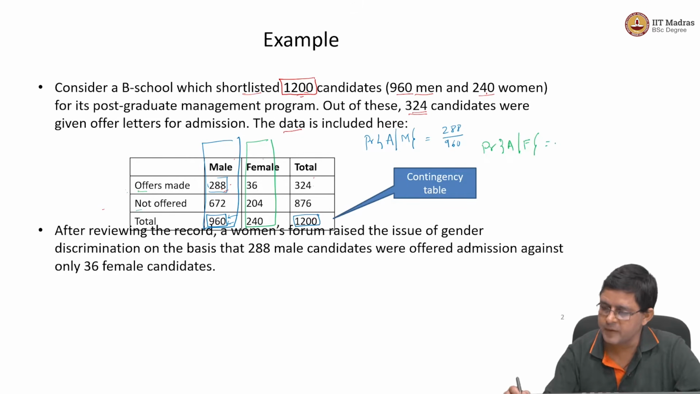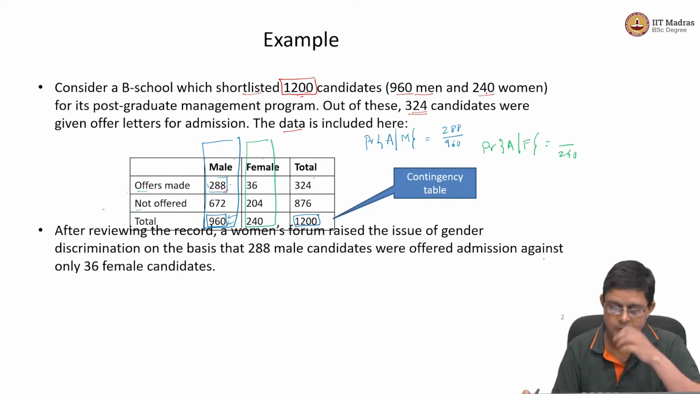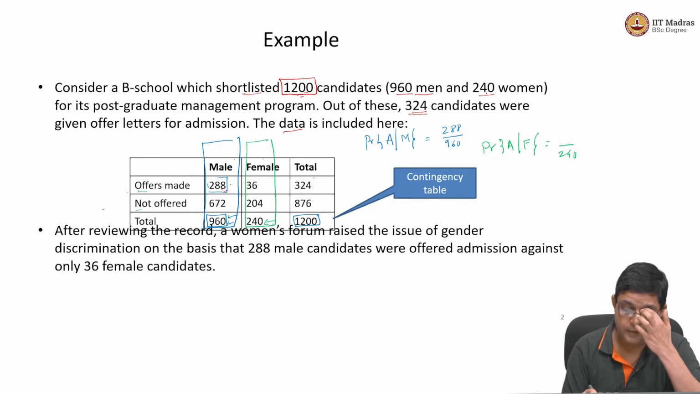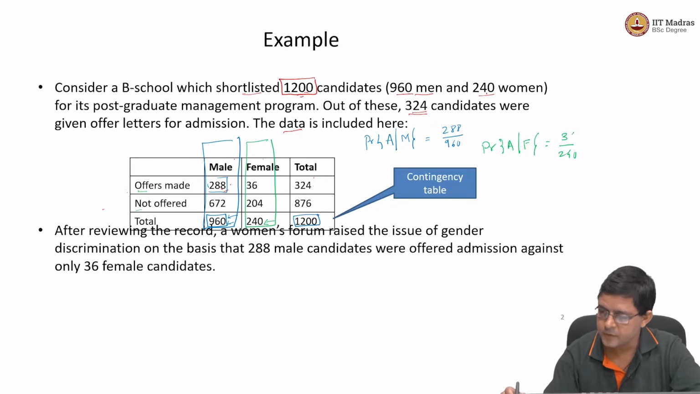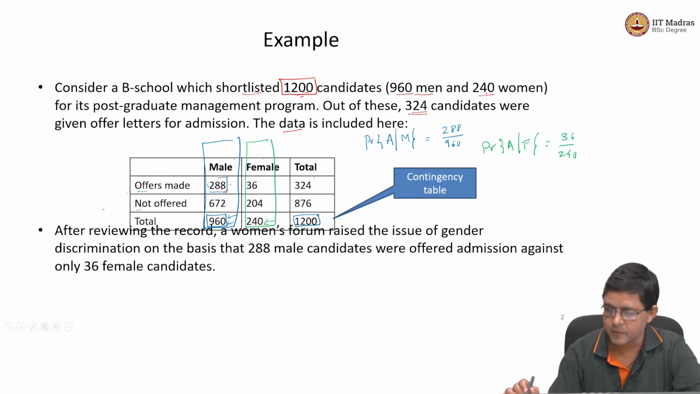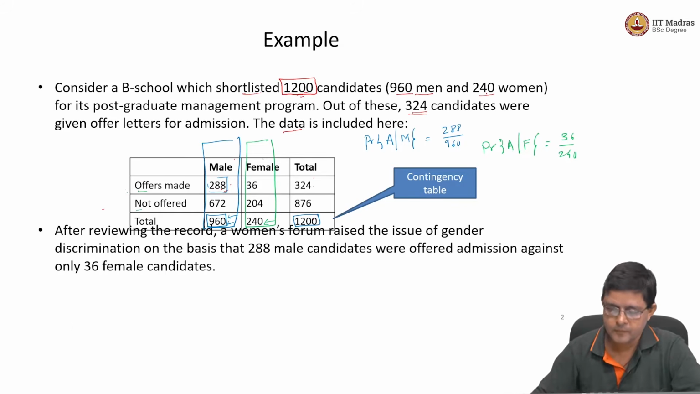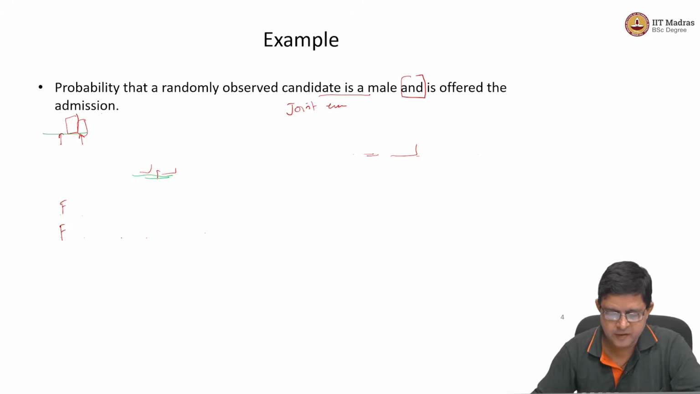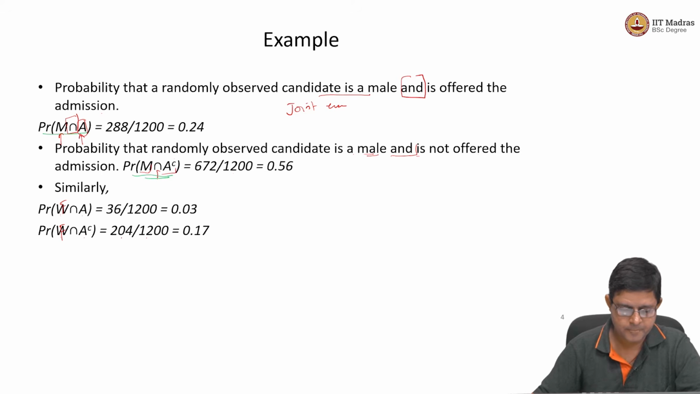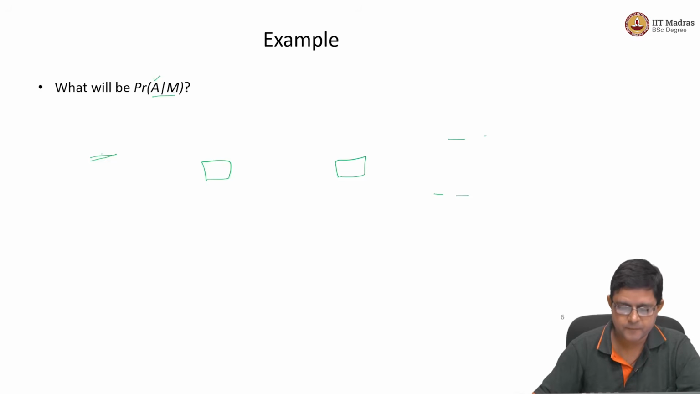Now, how many female candidates? 240 female candidates. So, you are going to restrict your discussion only to these 240 candidates. Out of these 240, 36 were offered admissions. Therefore, this conditional probability is going to be calculated as 36 divided by 240. Okay. So, this is conditional probability, which is different than the joint probability.